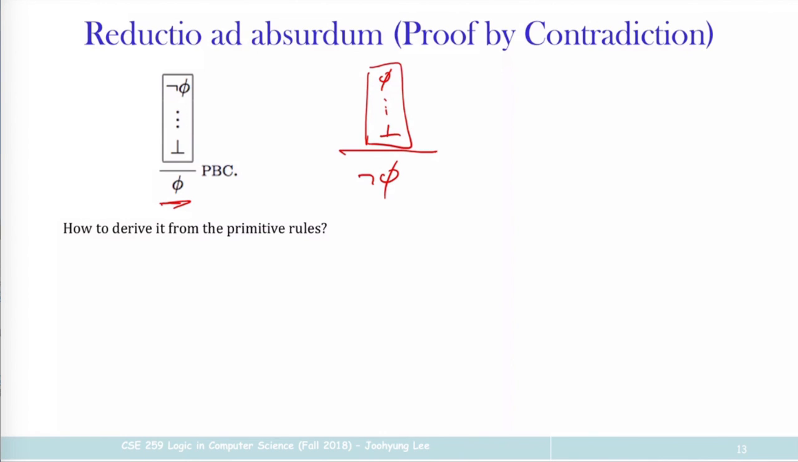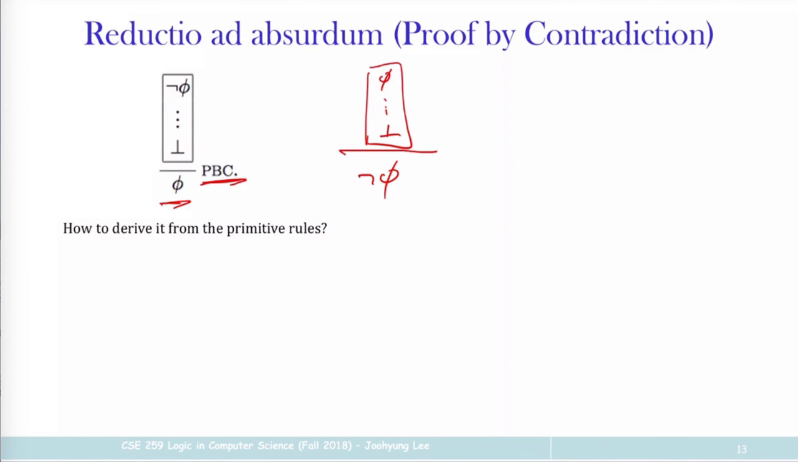Proof by contradiction works like this. You have to prove phi is true. But in order to prove this, you're assuming that the negation of phi is true. And from this, if you can derive a contradiction, then it follows that phi is true. Okay? So let's do this.